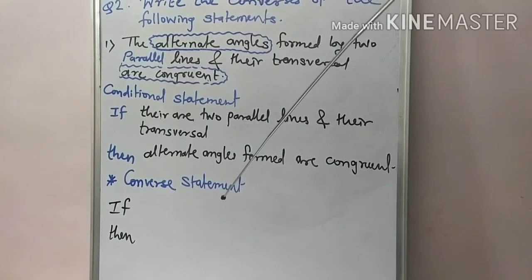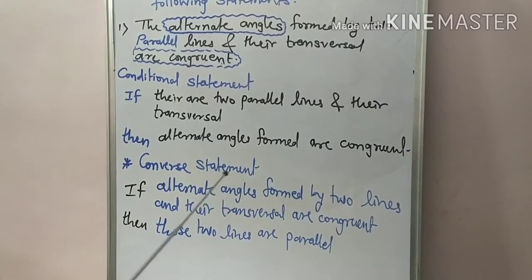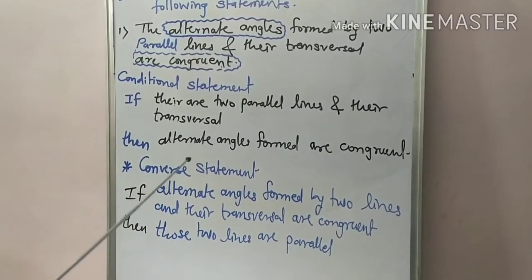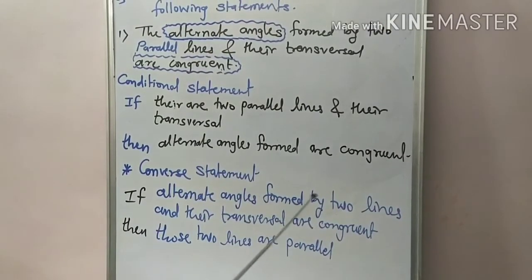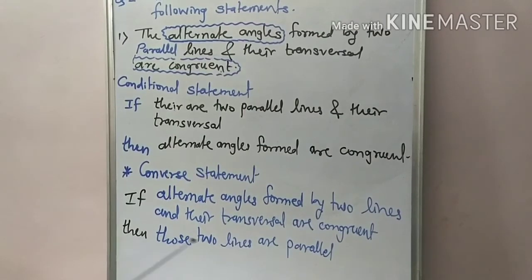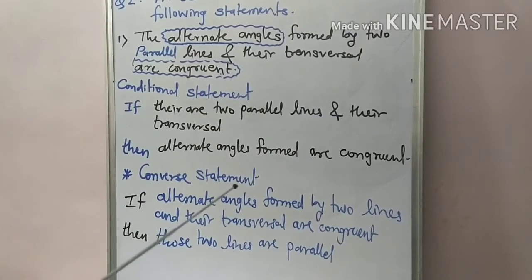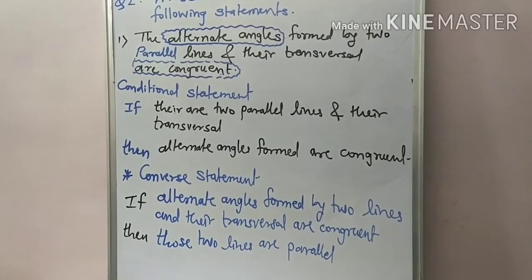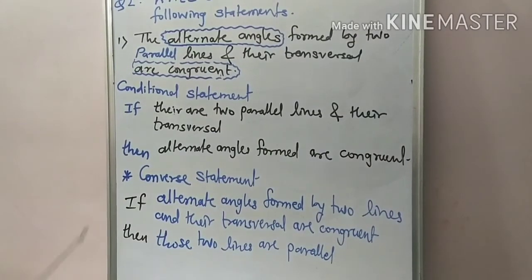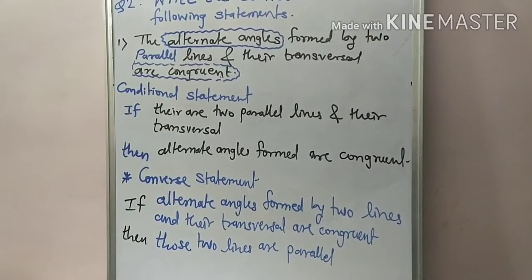Okay, understood students? We do not simply write that alternate angles are congruent, because those alternate angles are formed by two lines and their transversal. If those alternate angles are congruent, then we can say those two lines are parallel to each other. This is the converse statement of the given statement. In the next chapter we have to prove these statements as theorems also.